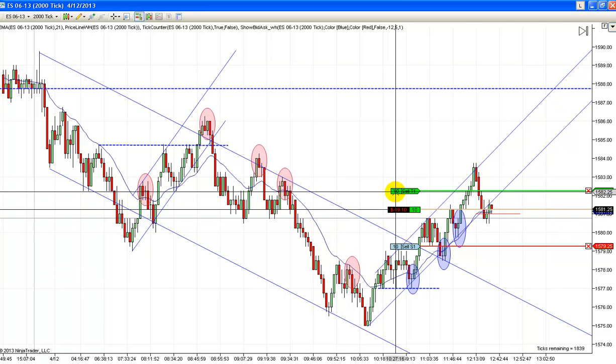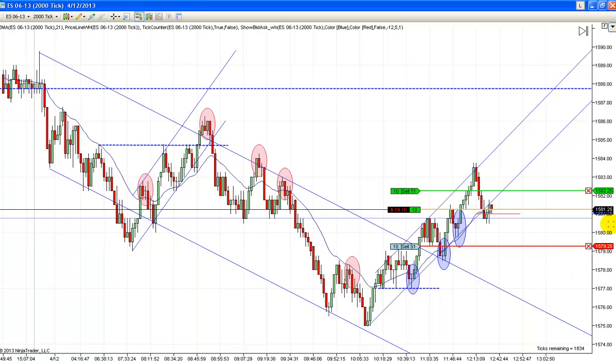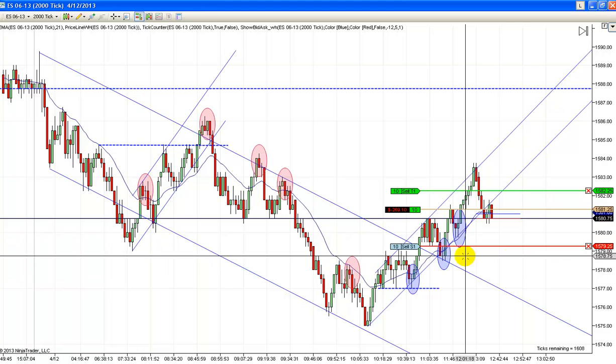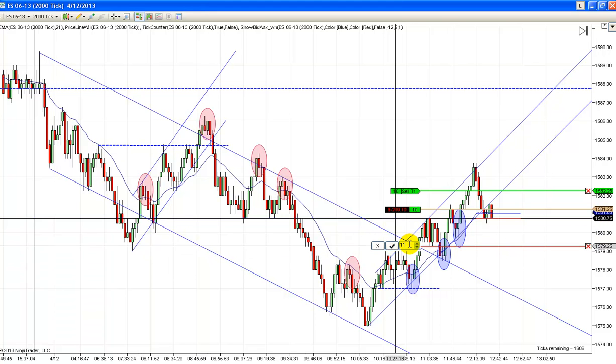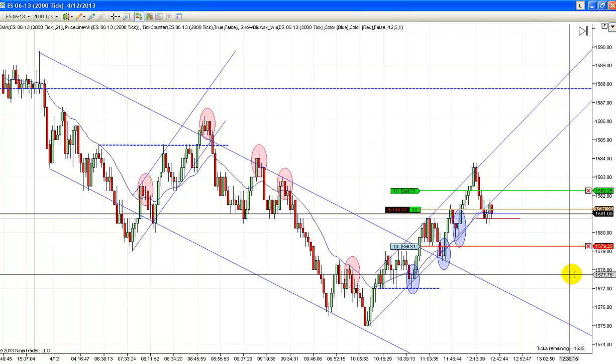I want to scalp out 9 of these. Somehow I set the trade up wrong. We'll let it go here. We'll just scalp out. Oh well.